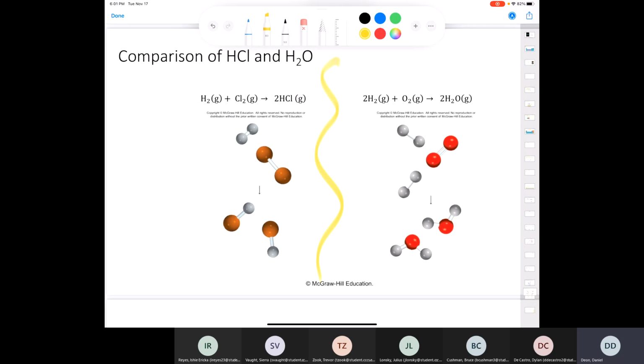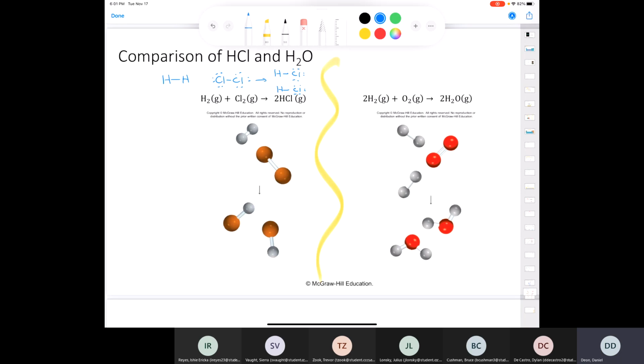It says H2 plus Cl2 gives you 2HCl. Well, if you examine what's really going on here, you've got an H2 molecule. What's an H2 molecule look like? Well, here's the Lewis structure of H2. Here's the Lewis structure of Cl2. Here's the Lewis structure of HCl. This is why it's good to have your Lewis structures mastered.